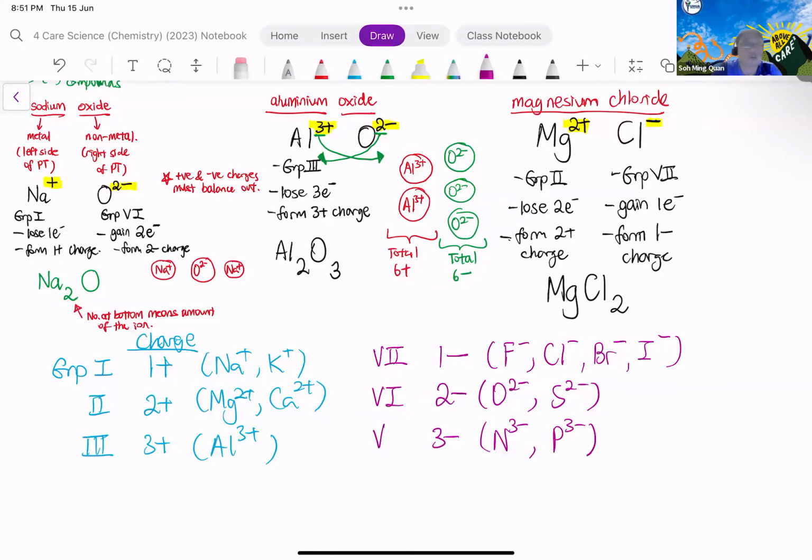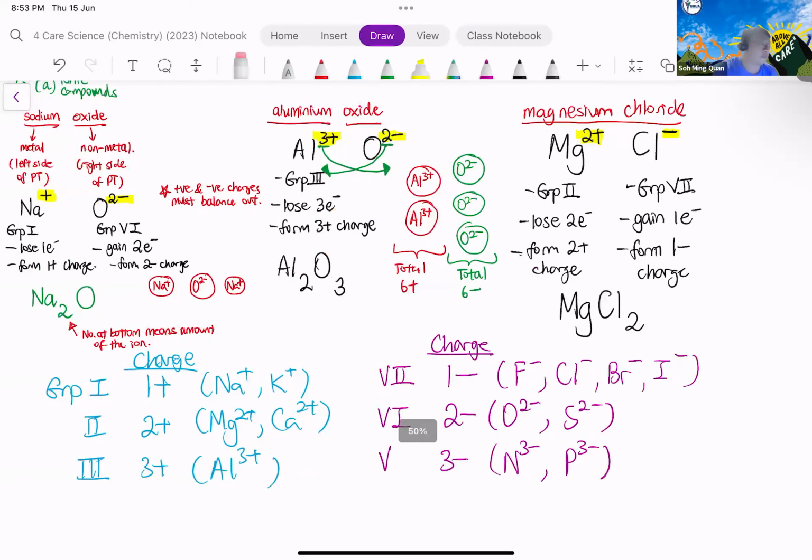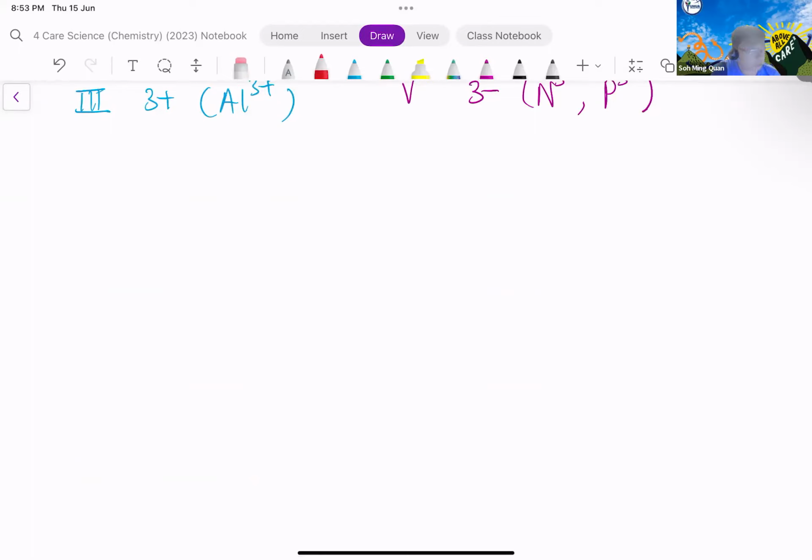Okay, so this is a quick summary of the relationship between the group number and the charge that you will form. Okay, so now let's move on to write more complicated formula involving ionic compounds. The more complicated formula involves polyatomic ions. For example, how would you write the formula of magnesium hydroxide?